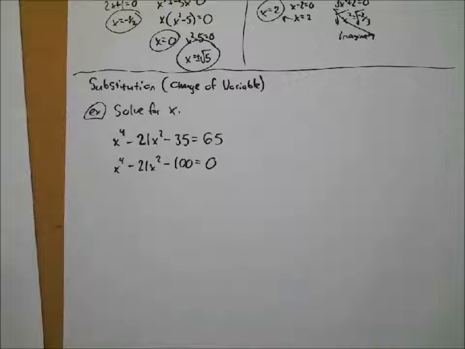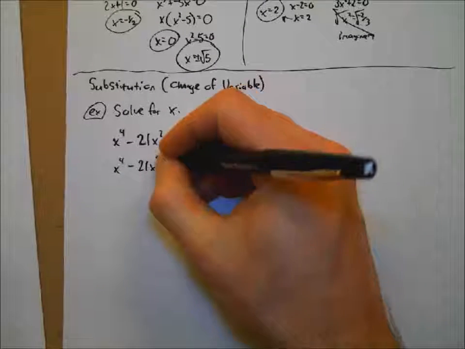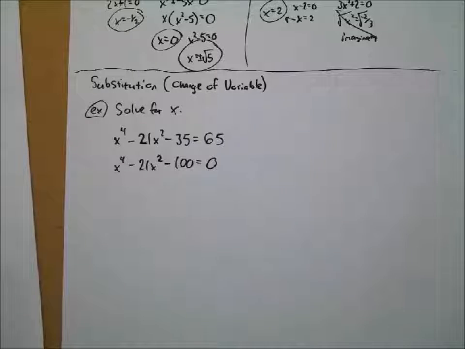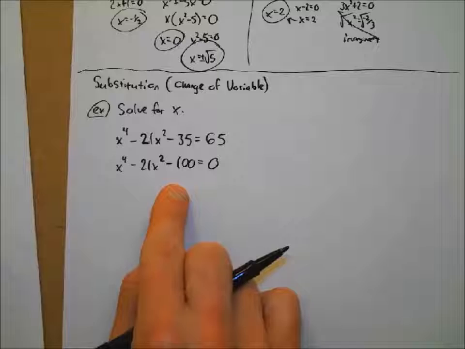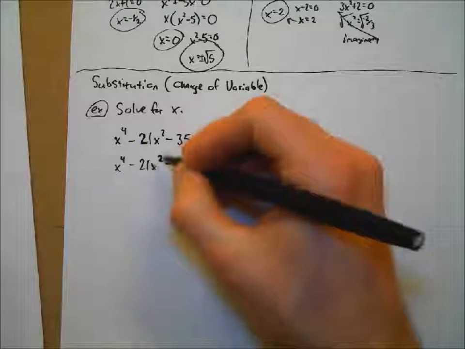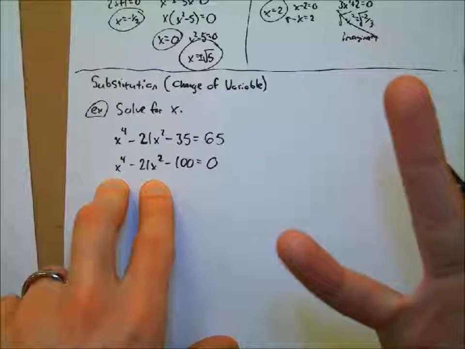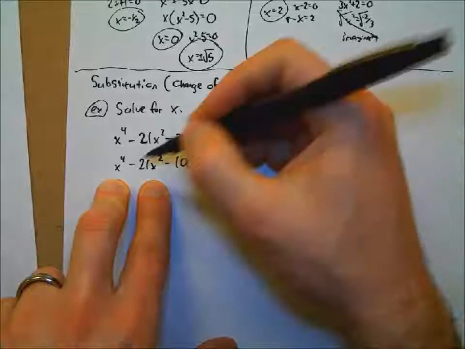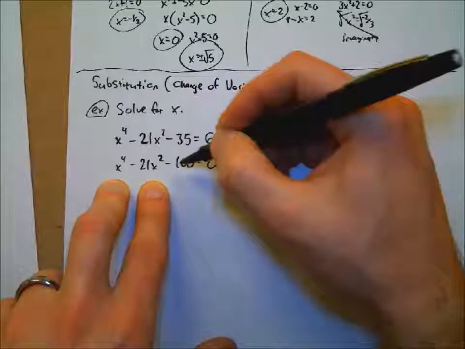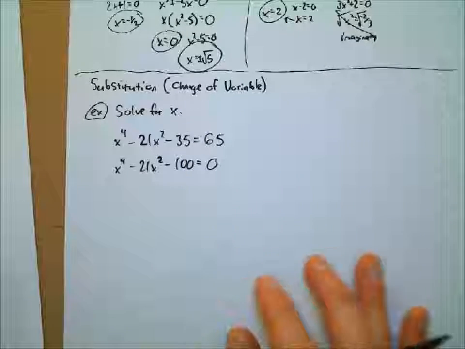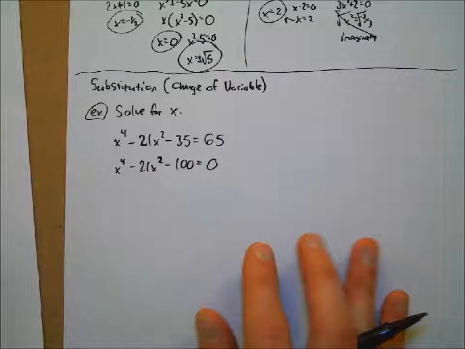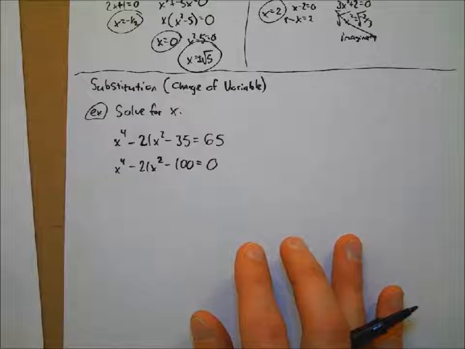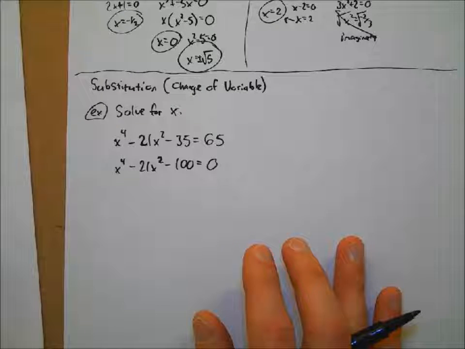Now, is there a GCF to factor out here? No, just 1, right? So nothing really helpful. Can we factor by grouping here? Not really, right? We have an odd number of terms. I could group the first 2 terms and factor out an x squared, but it wouldn't be helpful because I'd still have an x squared minus 21 and then a minus 100, and that just wouldn't work out. So factor by grouping is also not helpful. So what do we do then?